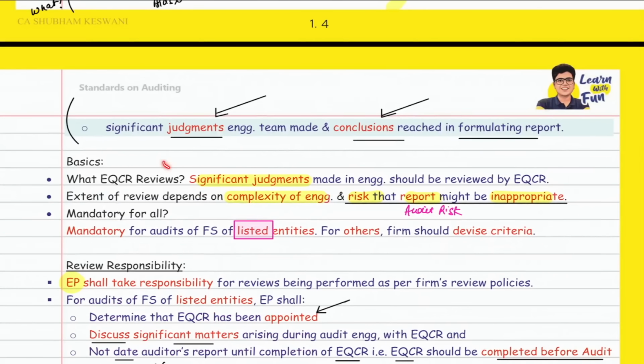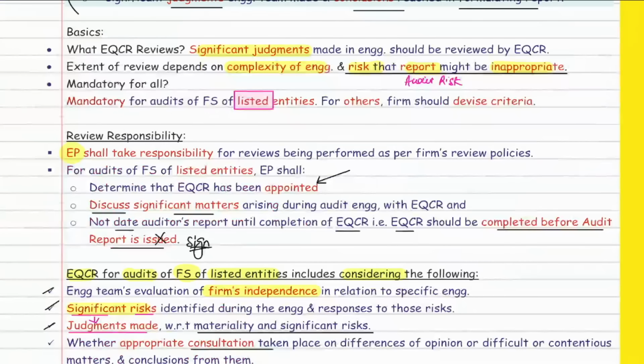What does the EQCR review? Again, significant judgments and conclusion. How much review? Depends on the complexity and the audit risk. Mandatory for listed entity audit. For others, you can devise a criteria. Whose responsibility is it to get the EQCR done? Engagement partner, for listed and others. Appoint him. Discuss the significant matter. Don't date the report until the EQCR is done.